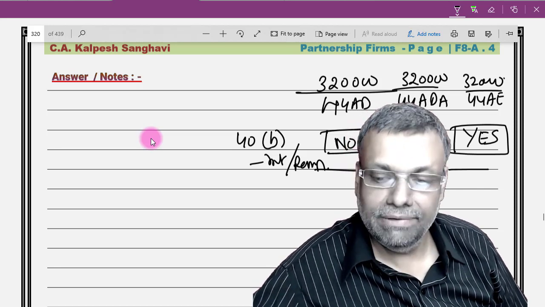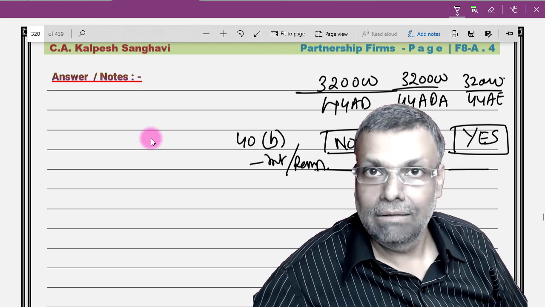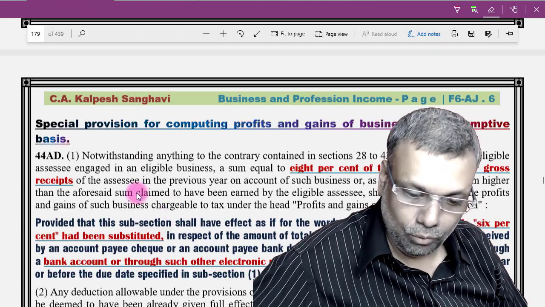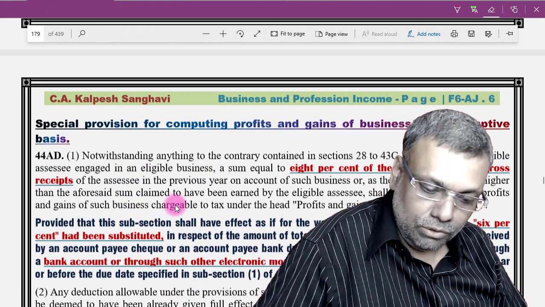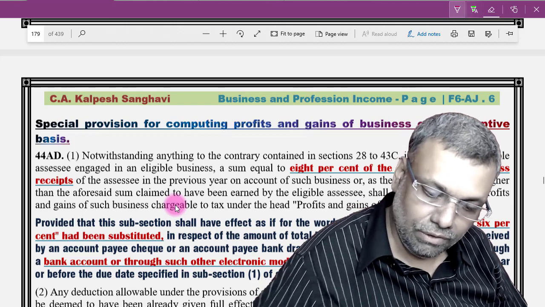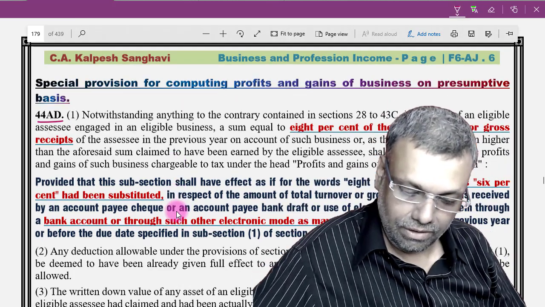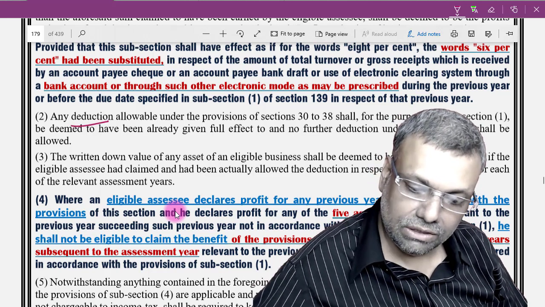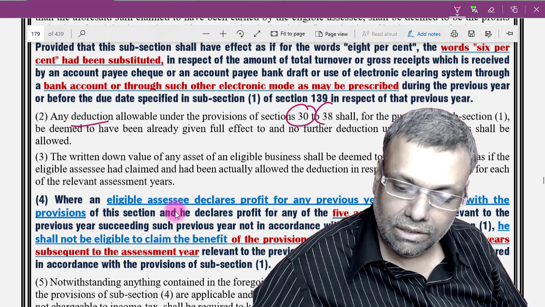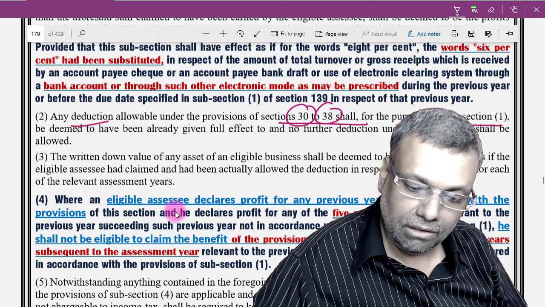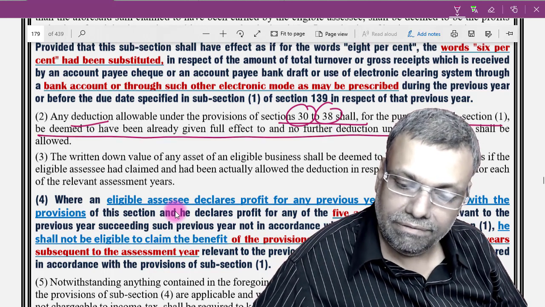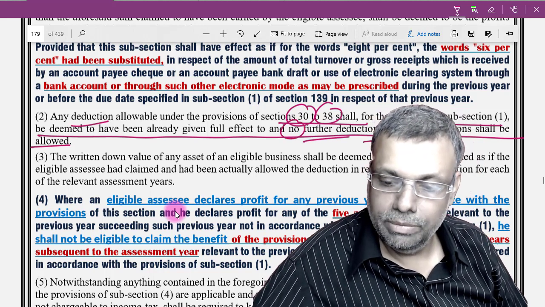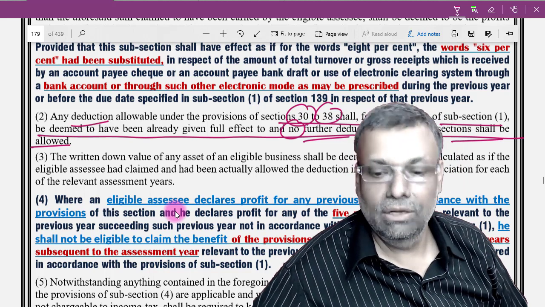Okay, first of all I will show you the relevant bare provisions, why it is like that. I will also show you my simplified version of the notes, where I have already given you a summary of that. But first of all, I will take you to the bare provisions. Okay, see, under the 44AD provisions, listen very carefully. Look at this particular clause, very simple one. The deduction allowable under sections 30 to 38 for the purpose of this particular clause shall be deemed to have been given full effect. Okay, and no further deduction is to be given under any of the provisions.